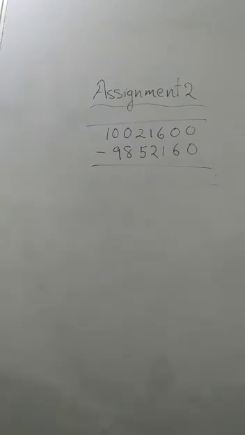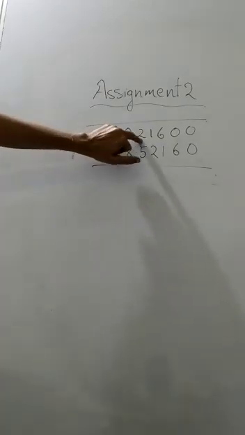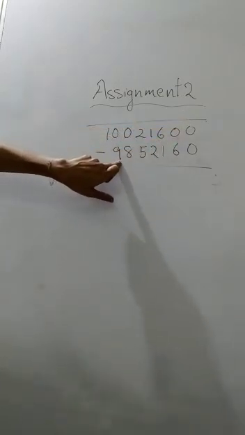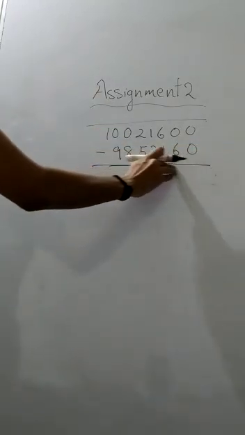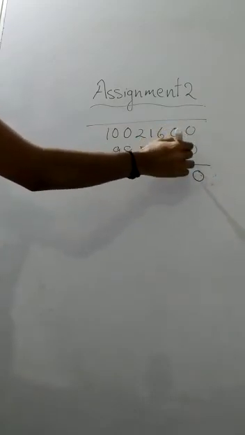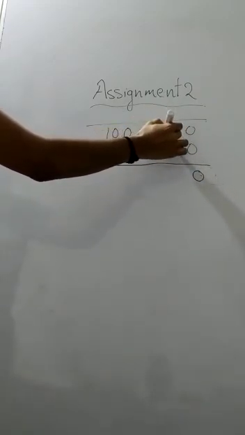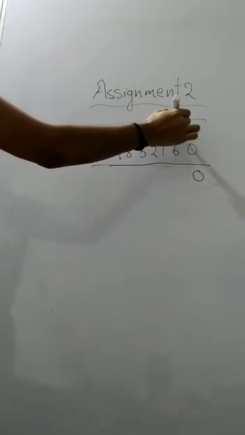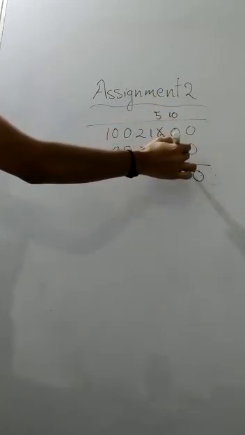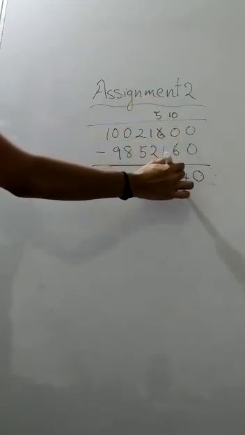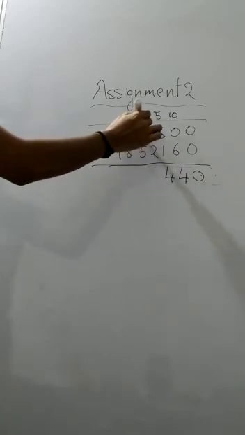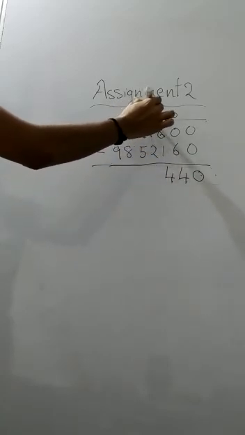Now the next question is 1002160 and 985260. Start from the right side. 0 minus 0, this you can't do. So what will you do here? This will make it 5 and you will borrow 1 here, so that becomes 10. 10 minus 6 will be 4 and this is 5. 5 minus 1 will be 4. And 1 minus 2 you can't do, so this you will change into 1 and borrow 1, this will be 11.